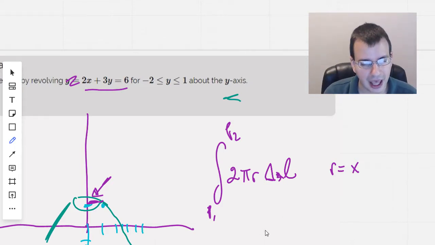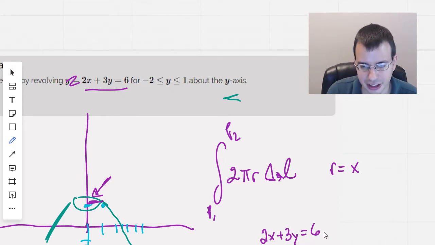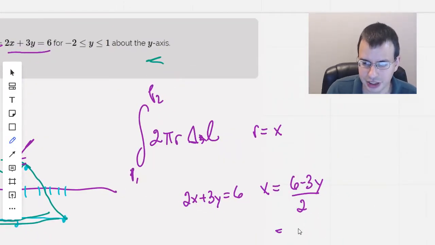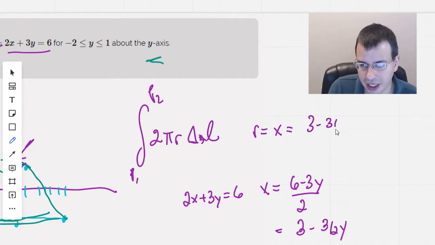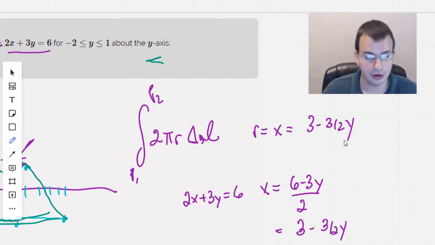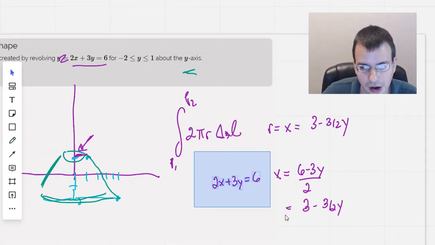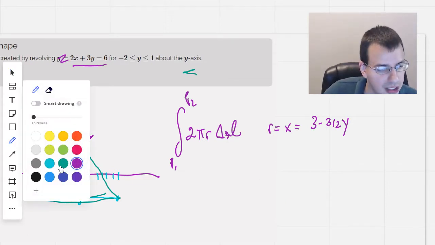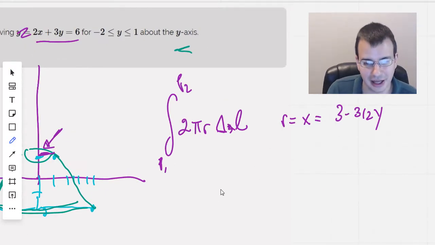And so we're going to have 2x plus 3y equals 6. X equals 6 minus 3y over 2, which I'm going to rewrite as 3 minus 3 halves y. There we go. So that is our x value, which is also our radius. Now we want to find dl.